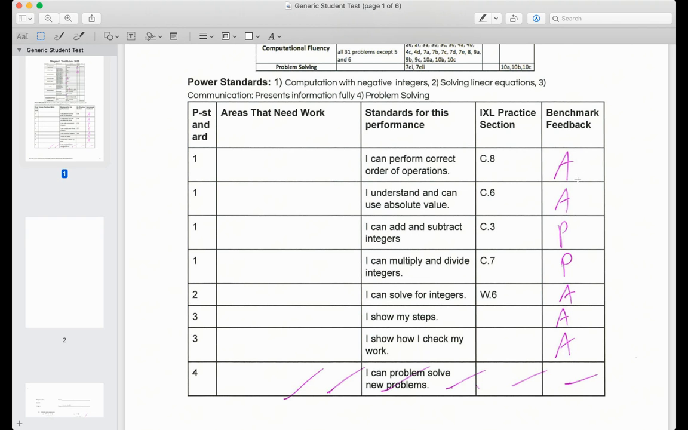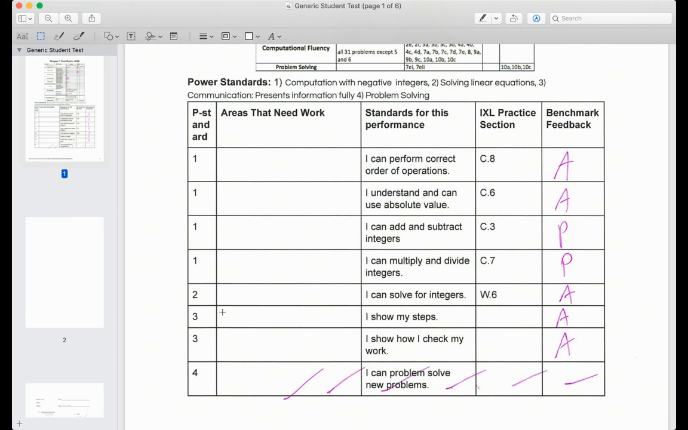In this particular case, this student had achieved, which is what the A stands for, both the order of operations and absolute value, but had more difficulty with adding and subtracting integers and multiplying and dividing integers. And so this person got a P for approaching. You could also get a B for beginning. And then there were more down here.